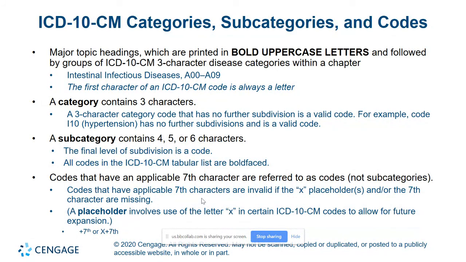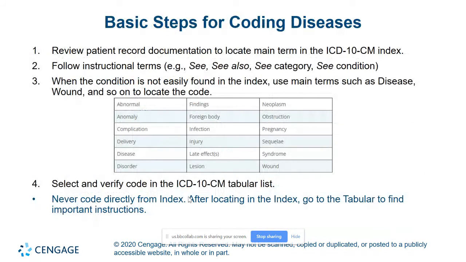Again, we'll talk specifics when we get to each chapter, but just to know, it can be up to 7 characters, and X's can be used as placeholders if there's not enough characters in that specific code.